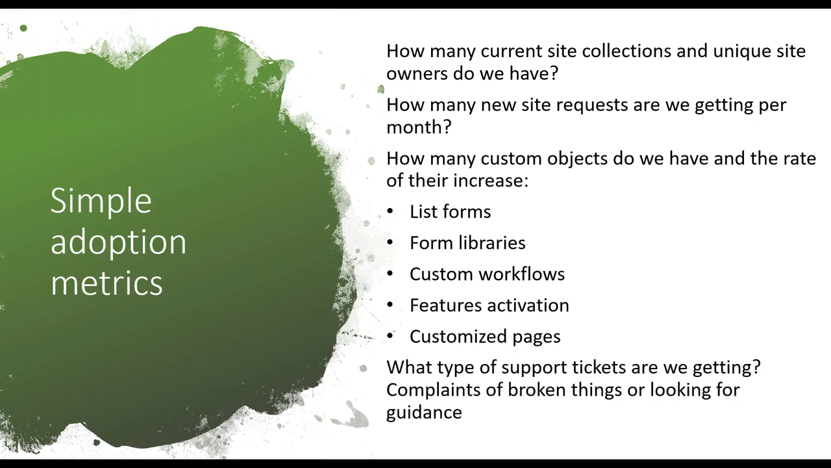Complaints of broken things or looking for guidance? This is pretty important also, where people say, well, our support tickets are going down, that means adoption must be going up. That's not always the case. Support tickets might be going down for the right reason, but they might be going down for the wrong reason. And the wrong reason is that people are just not engaged. They don't care.